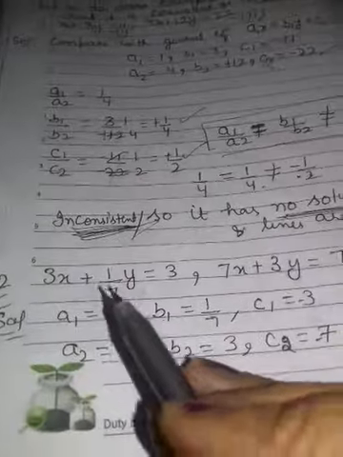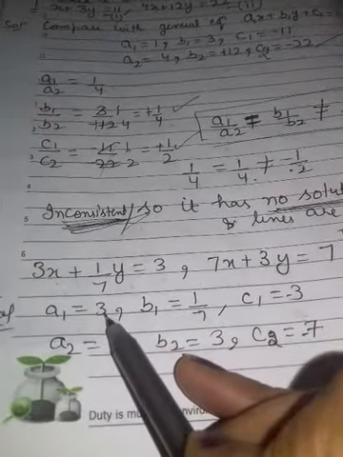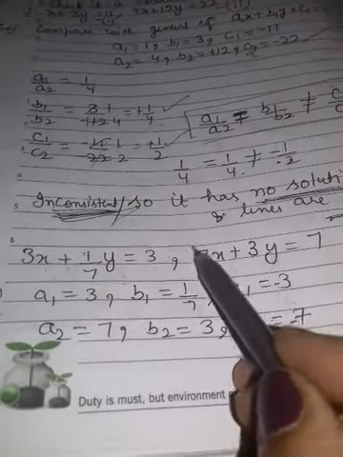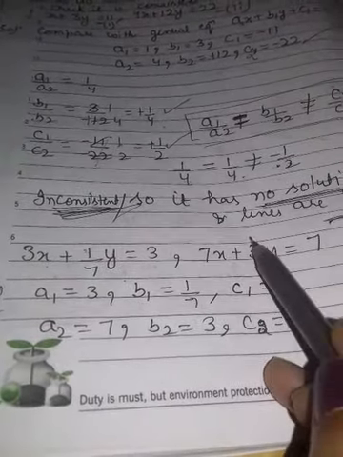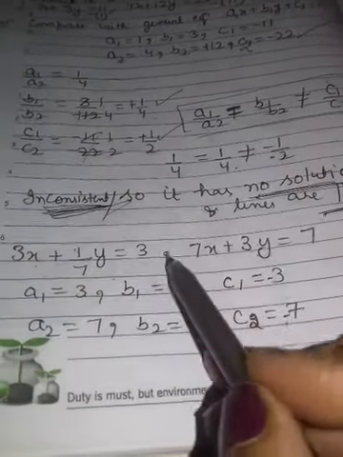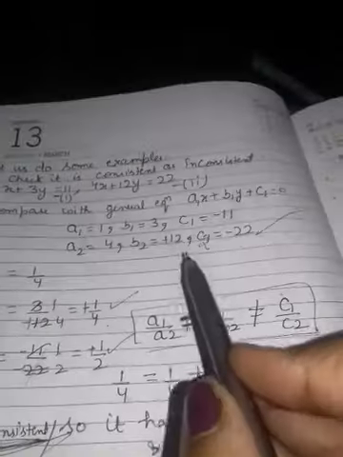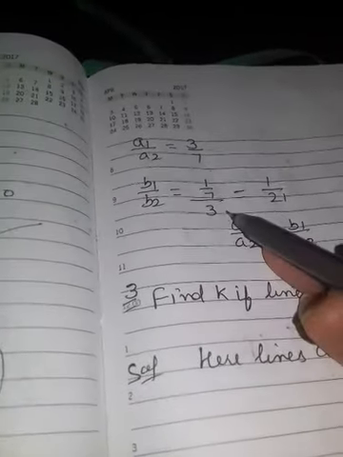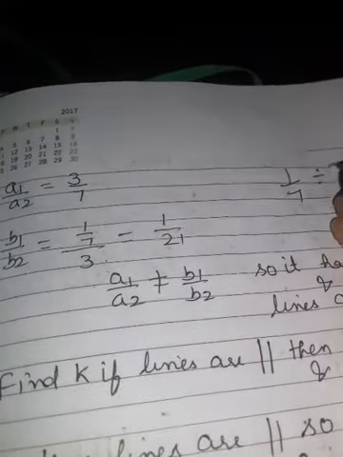Yes, next question I have taken again. A1 is 3, B1 is 1 by 7, C1 is minus 3. Now A2 is 7, B2 is 3, C2 is minus 7. Why? Because you are taking it on this side, because your linear equation is in this form. After that, what will you do? You will compare these ratios. A1 upon A2, what are you getting? 3 by 7. B1 upon B2, you know what this is. It means 1 by 7 divided by 3.